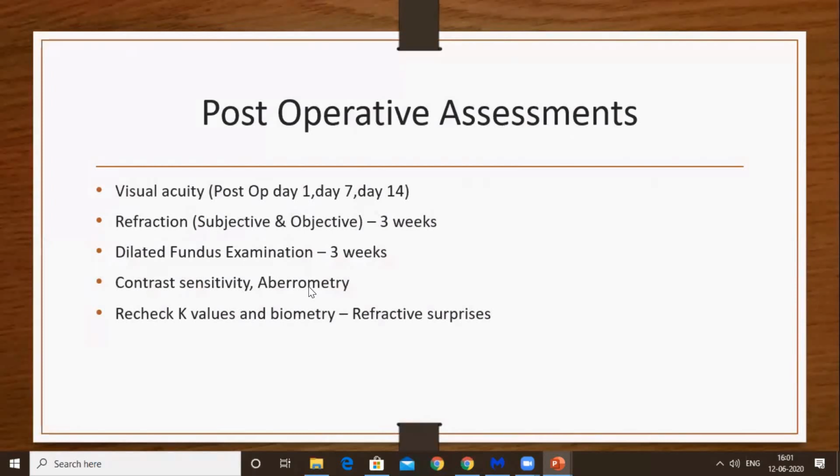Then the dilated fundus examination should be done after 3 weeks of the surgery.